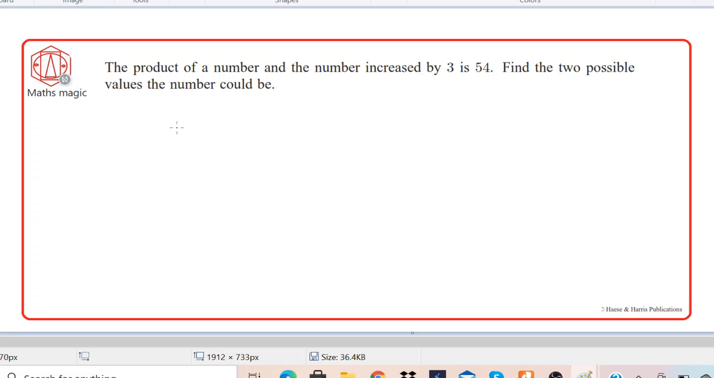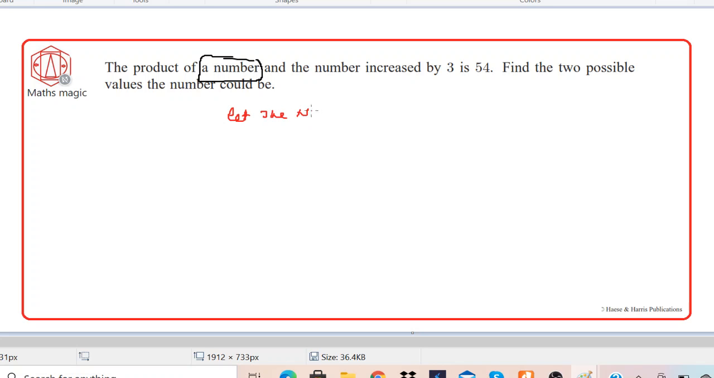It says that the product of a number and the number increased by 3 is 54. Find the two possible values the number could be. So be very careful while solving these types of questions. First of all, you have to define the unknown so that it will be easy for you to solve further. Over here we have to find a number, so this is unknown. So let the number be x.